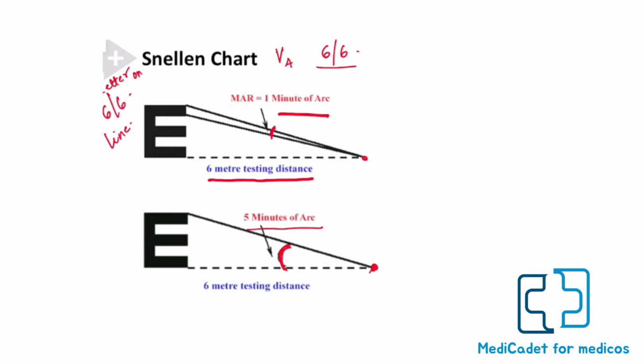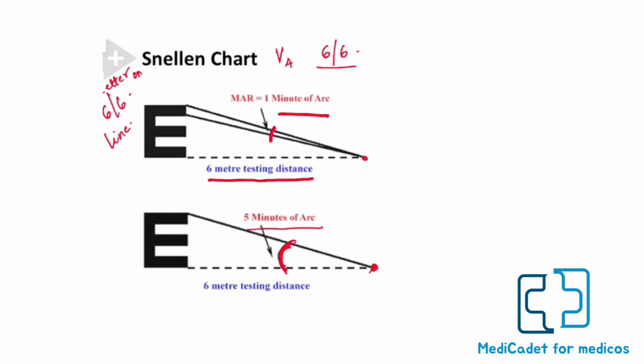So for a letter to be visible to a patient, suppose somebody's visual acuity is 6 by 6 and we are testing it from the standard distance of 6 meters, then every letter on that 6 by 6 line is going to subtend an angle of 5 minutes of arc at the center of his eye, and each part of the letter is subtending 1 minute of arc, and that is why he or she is able to identify the letter. Okay, so I'll just repeat this once more.